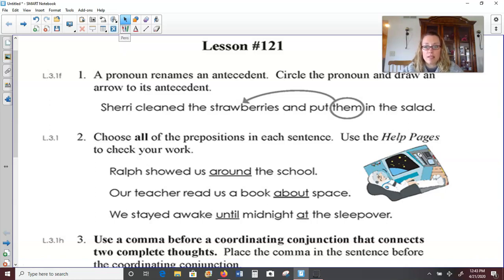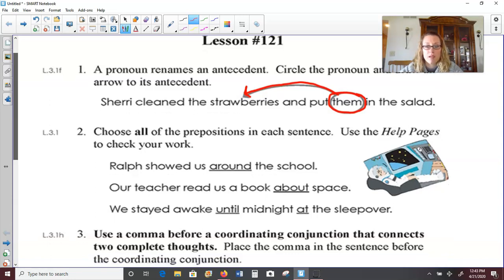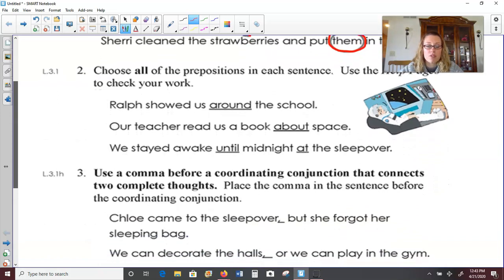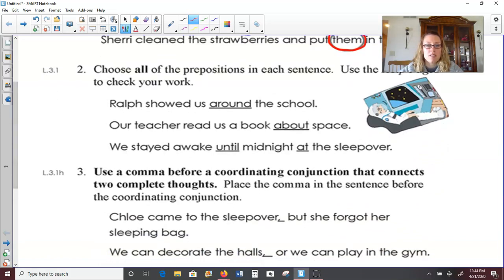So if we look at our sentence, Sherry cleaned the strawberries and put them in the salad. Them is circled as our pronoun because it's taking the place of saying the actual noun. And when we say them, what are we talking about? Well, we are talking about the strawberries. Sherry cleaned the strawberries and put the strawberries in the salad is a little repetitive, so we replace strawberries with the pronoun them. On number 2, it says to choose all of the prepositions in each sentence.